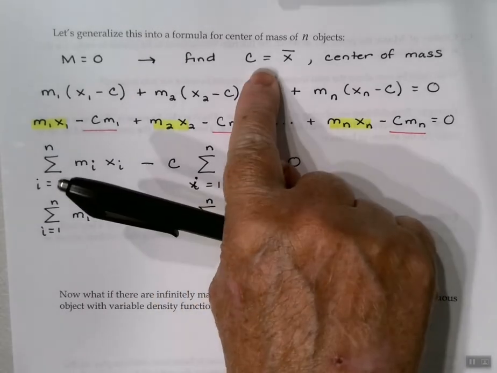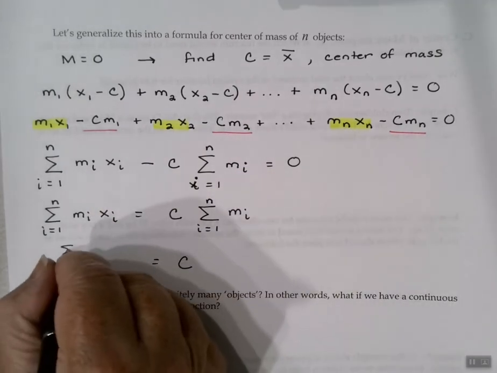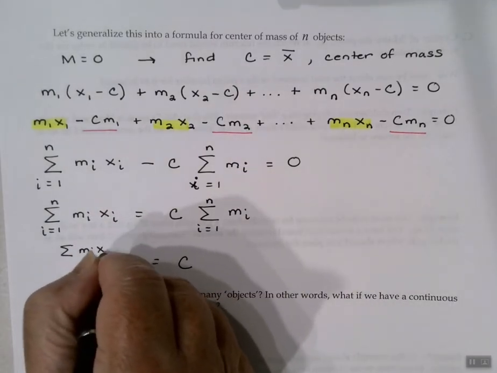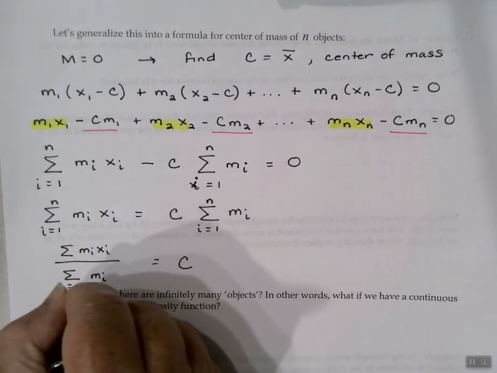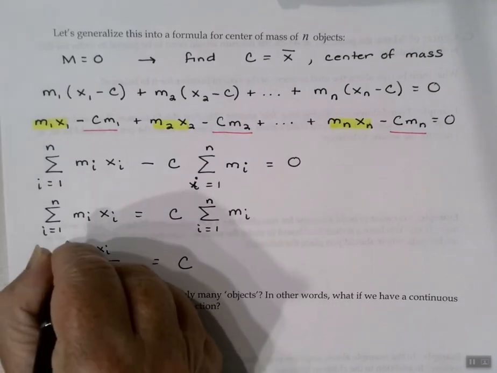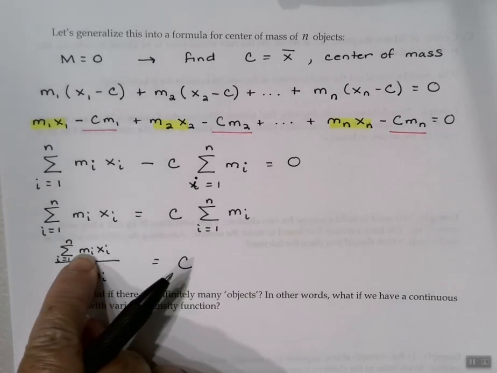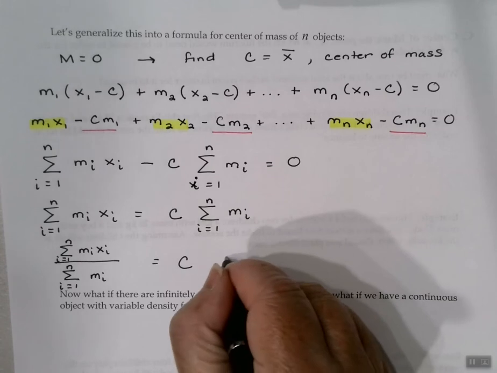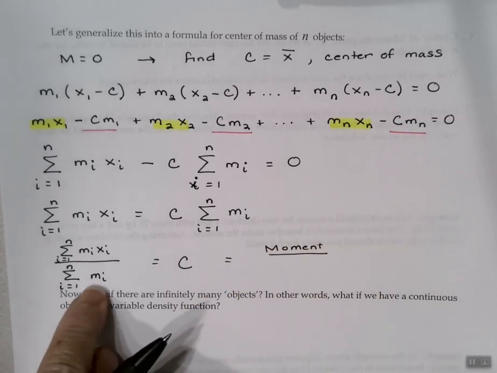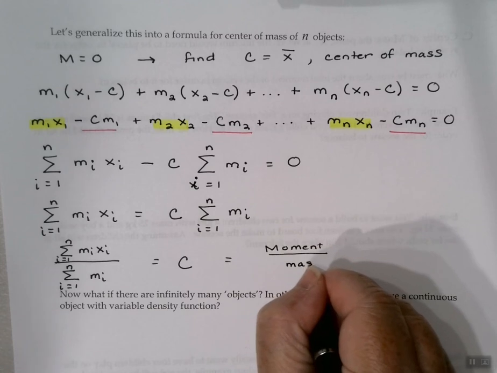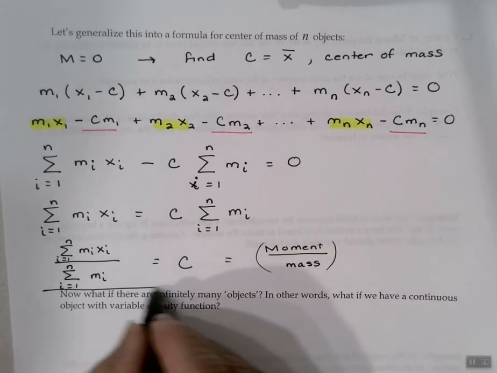And again, remember my goal is to find c. That's my center of mass. So if I just divide, I got c. And look at what I really have here. That's the sum of mass times distance. That's moment, divided by the sum of the masses. That's really mass. Right? But here's really the formula that I'm looking for.